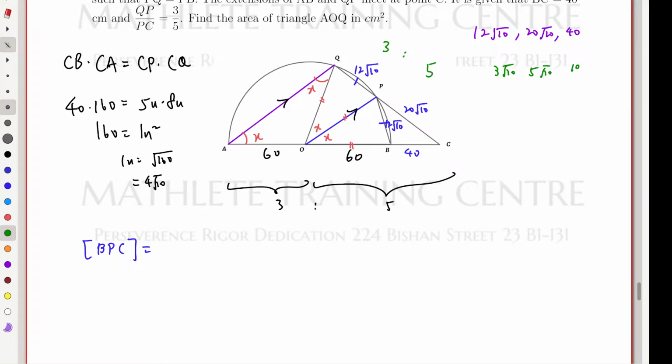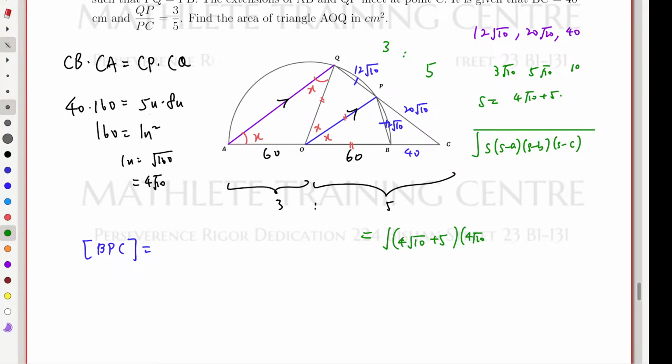So S is equal to 4 square root 10 plus 5. Then the value of the square root of S times S minus A times S minus B times S minus C is equal to, let me write it here, 4 square root 10 plus 5 times, if I take away the side of 10, it is 4 square root 10 minus 5, then 4 square root 10 plus 5 minus 3 square root 10 is 5 plus square root 10, then the other one is 5 minus square root 10.